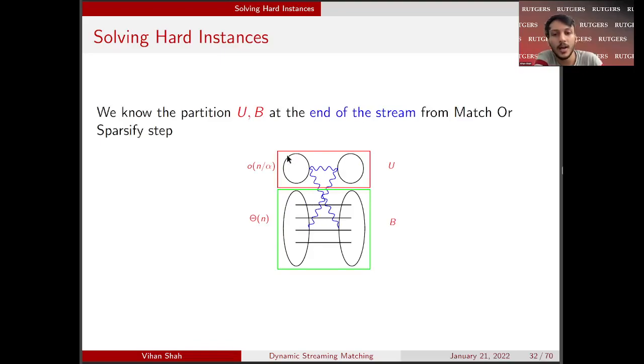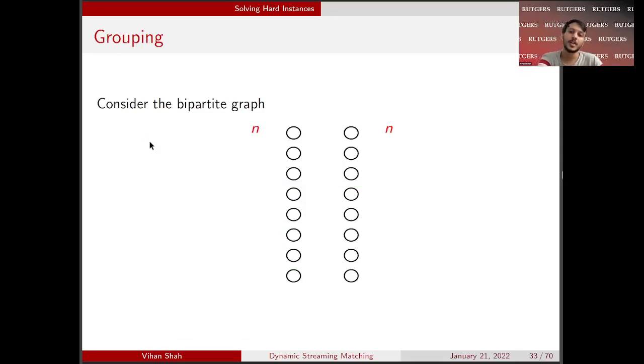So now we want to solve this hard instance. First we use match or sparsify, and that basically gives us this partition of U and B: these vertices which have a very high connection, and these vertices that have just one edge to B. So this is the partition we get at the end of the stream using match or sparsify. Now we look at our input graph.